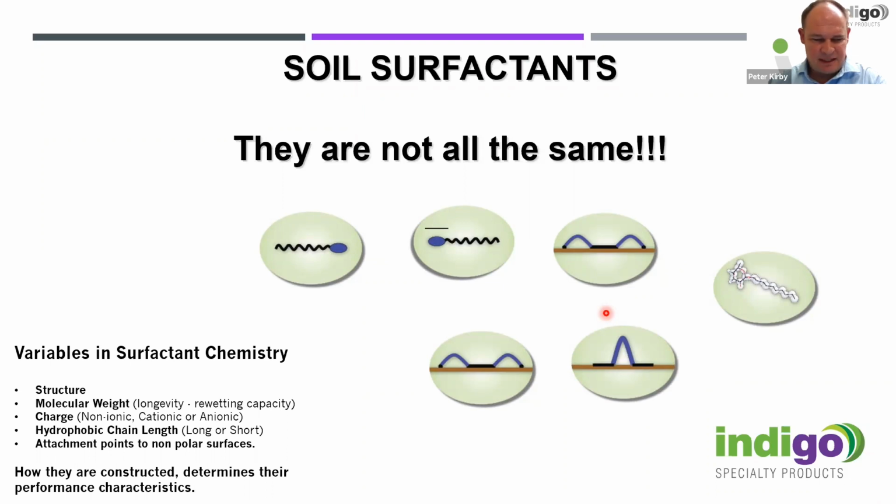The hydrophobic chain length can be very different. As you can see there, these ones are actually quite small chains. These, in perspective, are quite a bit bigger chains. So the variation in those can be quite a lot. The attachment points and the way the actual surfactant sits on those non-polar surfaces can be very different as well. I'll go through that again. But I think the key to point out from this slide is that how they are constructed very much determines how the product performs in the soil environment.